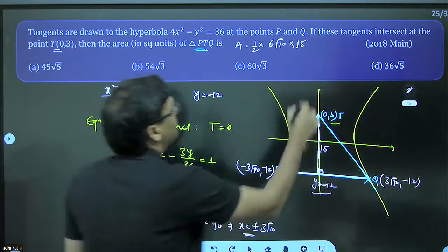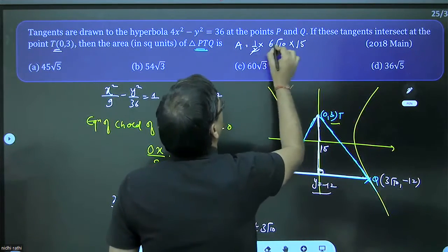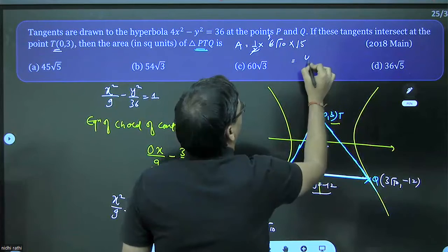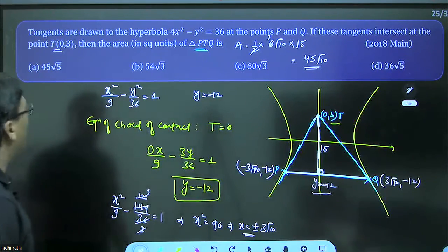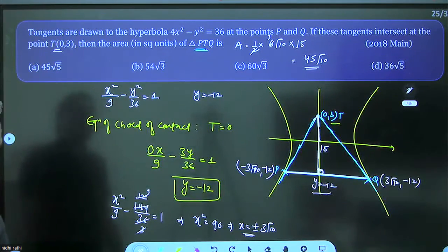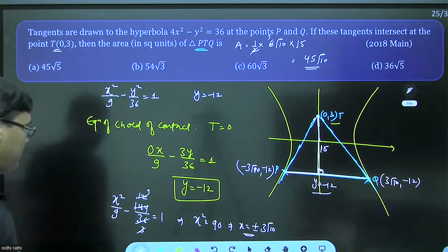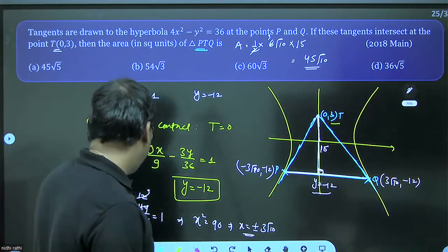So what is the answer? You can write what is the area. This is 45 root. So that is option. We have done some calculation mistake here.